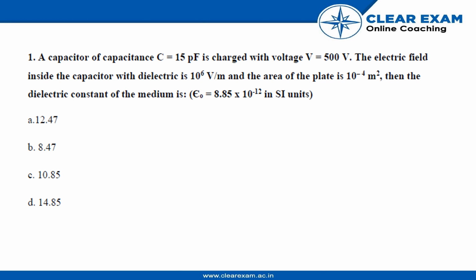So question 1. A capacitor of capacitance C equals 15 pF is charged with voltage 500 V. The electric field inside the capacitor with dielectric is 10 power 6 and the area of the plate is 10 power minus 4 meters square. Then we have to find the dielectric constant of the medium, and we are given epsilon naught 8.85 into 10 power minus 12 in SI unit.